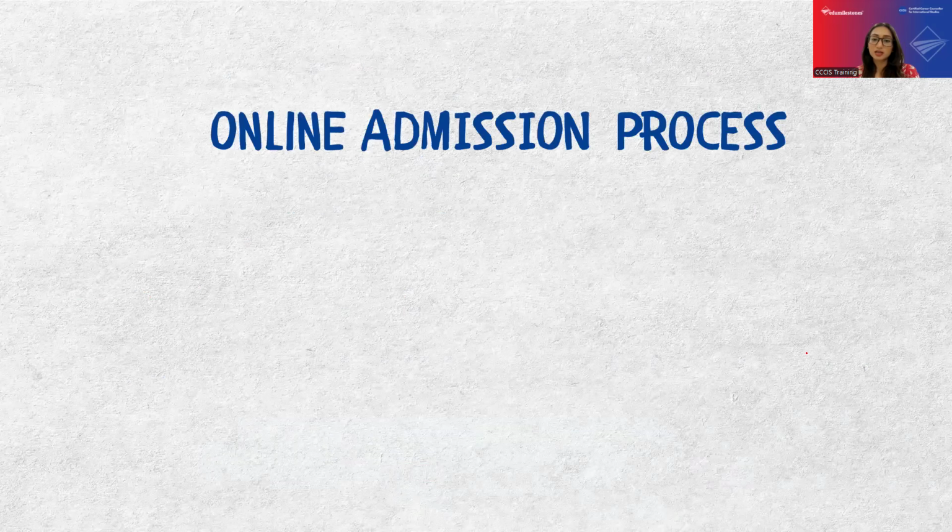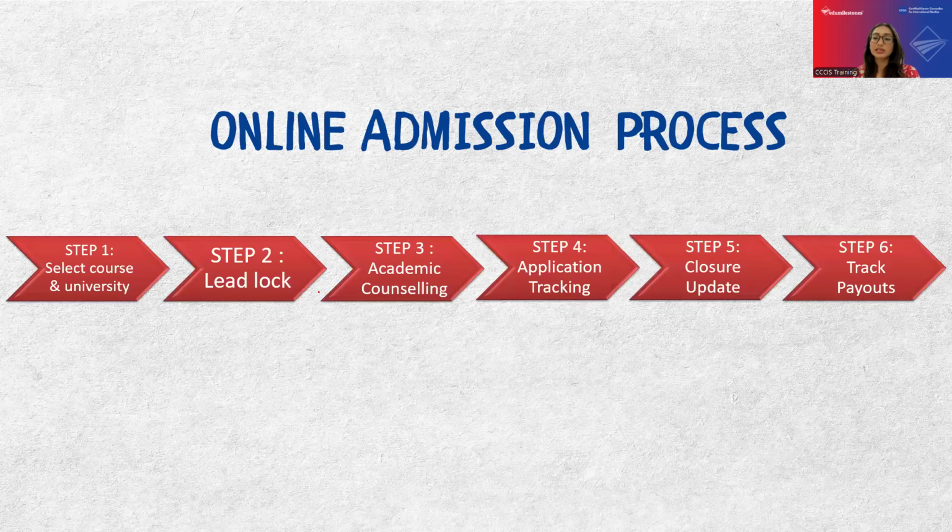Once you click on either of the options, you will see both the options, campus as well as online admissions. Now, online admission, what's the process? First, the student will explore the platform and see the options available. And if they're interested, the lead lock system will work. And then academic counseling will be done by the academic counselor here. After that, once the admission happens, you can track the student status in your CRM as well. And once the closure happens, you will get a notification. And finally, it is time for you to track your payments.